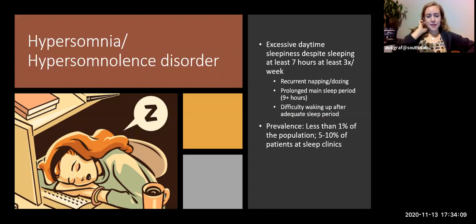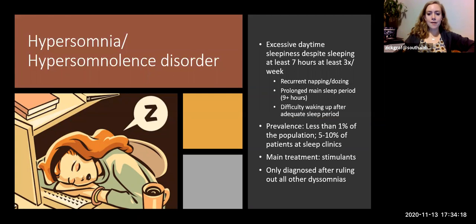So this is pretty rare in the general population. It's not that rare in sleep clinics. About 5 to 10% of people seeking treatment for a sleep problem get diagnosed with this. It's a diagnosis of exclusion, so it's only diagnosed after ruling out any other cause of excessive daytime sleepiness.